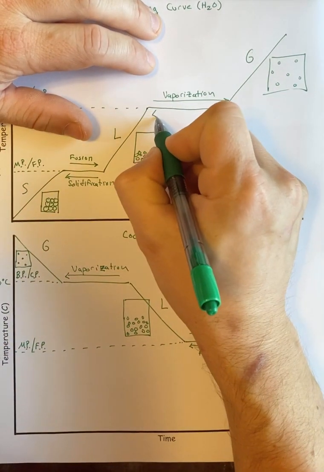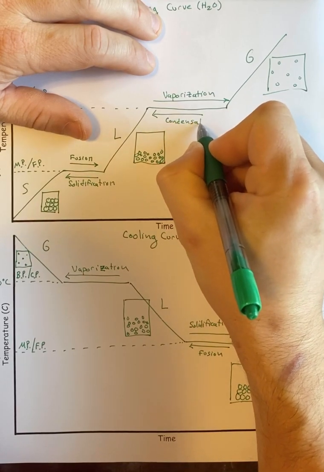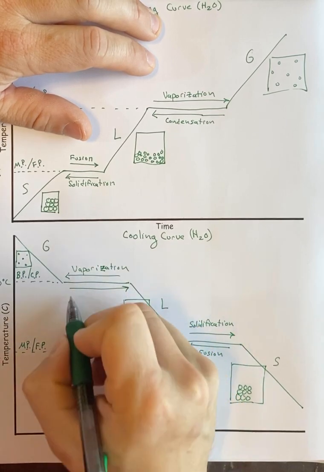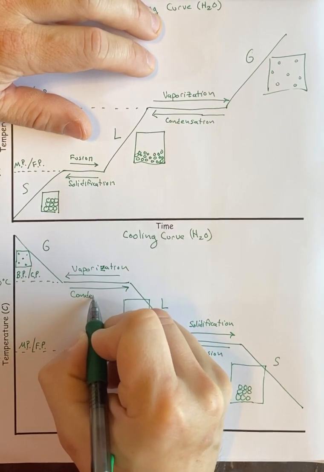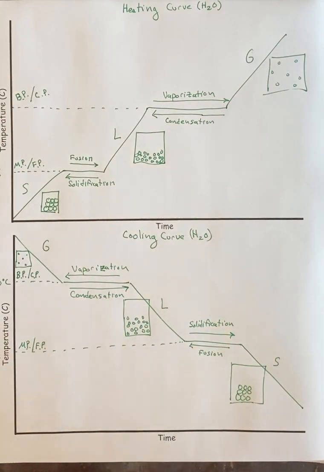And then the reverse, condensation. So those are pretty easy. That's most of a heating cooling curve. And then the last things we have to worry about, I guess I'll switch. I don't really need to switch color on these, but we're going to talk about the firsts and the lasts.